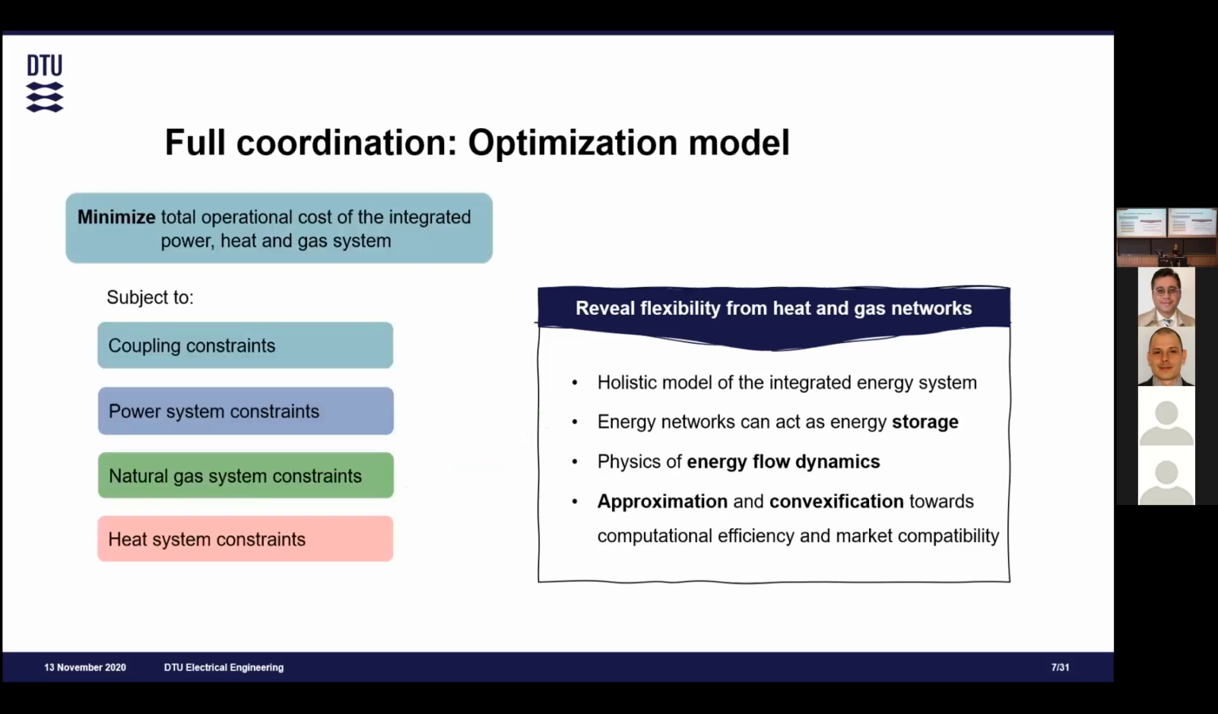So let's look at the model. The proposed combined multi-energy dispatch aims at minimizing the total operational cost of power, heat and gas systems. And it's subject to operational constraints in all sectors. And then we have coupling constraints that describe the interdependency among the systems, and especially how the units at the interface link the 3 systems together.